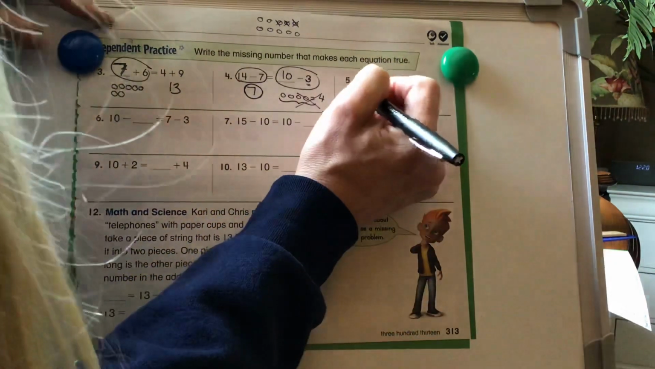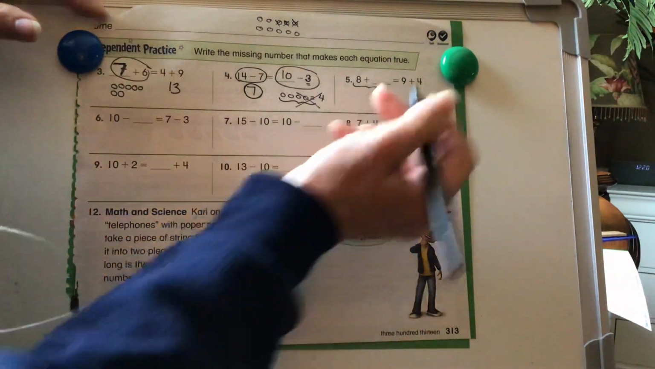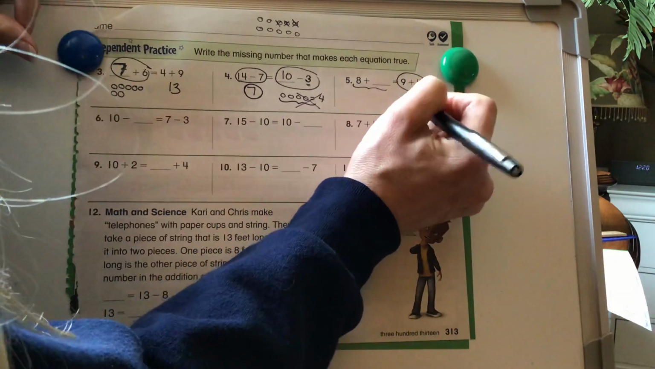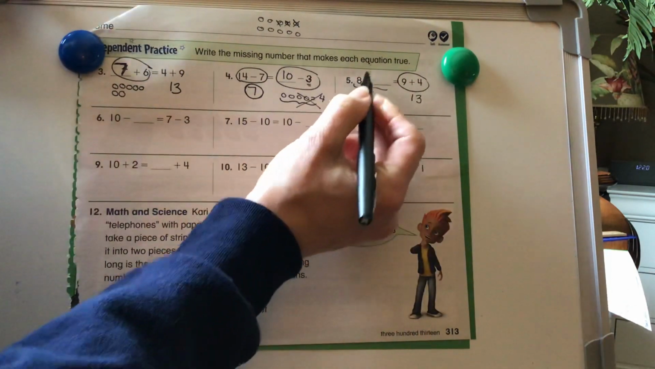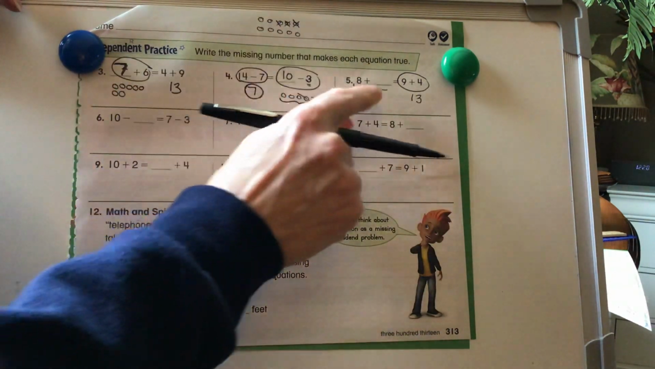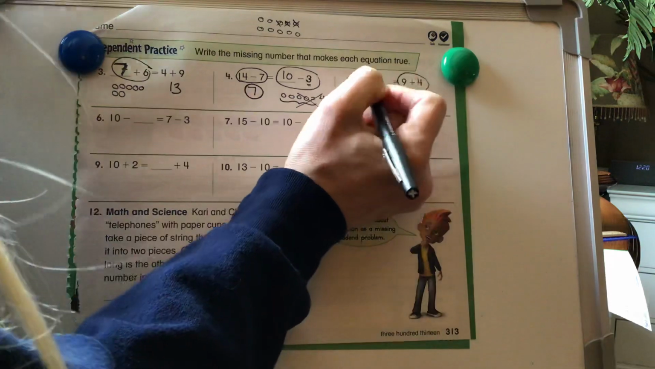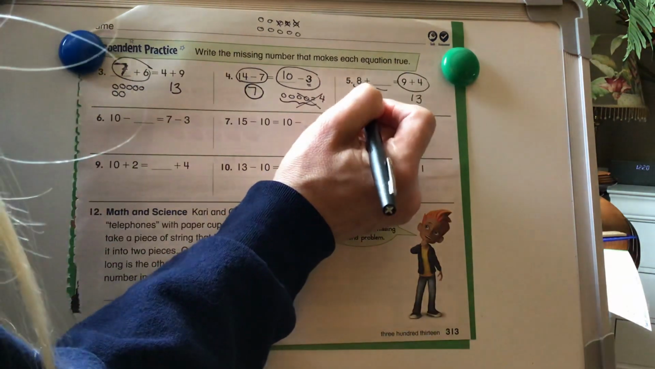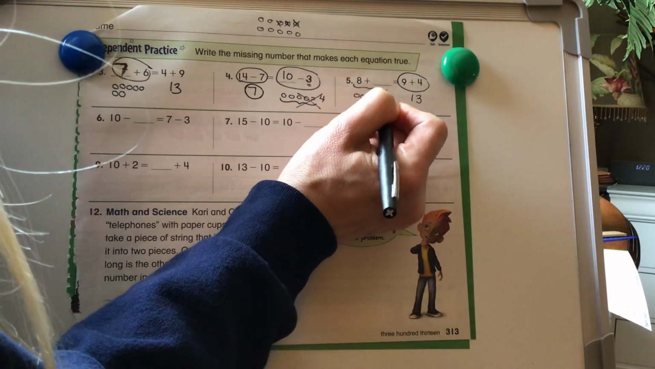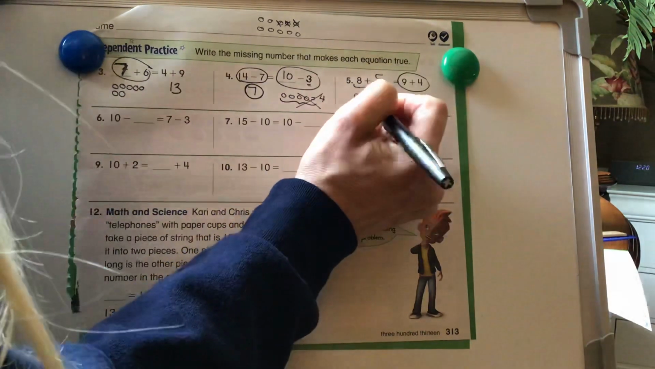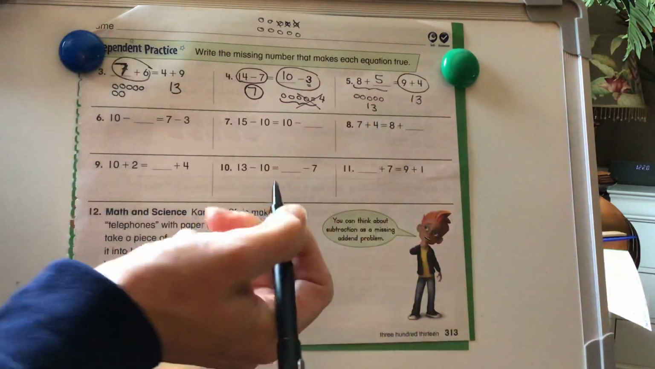8 plus something equals, well, we don't know, but we do know this one. So we can solve this one. 9 plus 4 is 13. So 8 plus something. Now we're going to add up. Instead of subtracting back, when we do subtraction, we're going to add up. Okay, so 8 plus something equals 13. So I'm going to start at 8, 9, 10, 11, 12, 13. I drew 1, 2, 3, 4, 5. So 8 plus 5 equals 13, and 9 plus 4 equals 13.